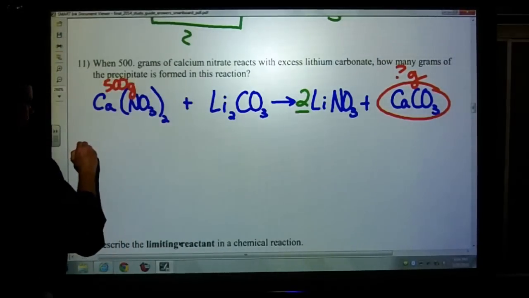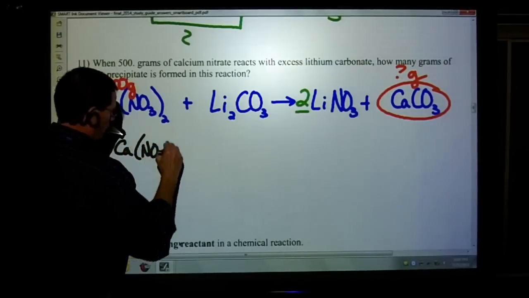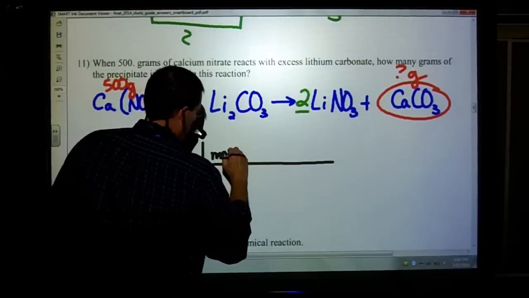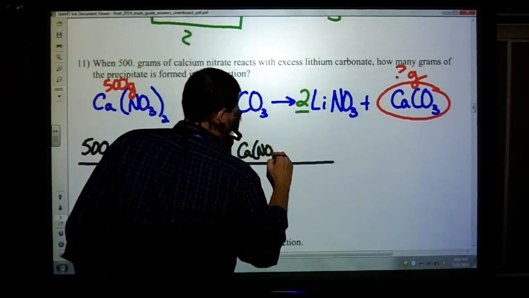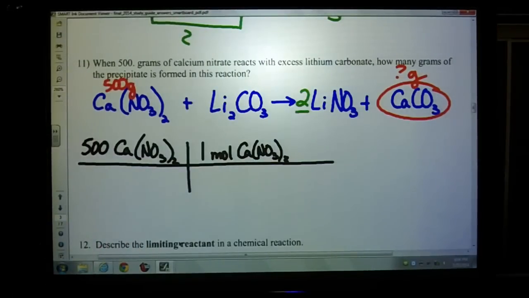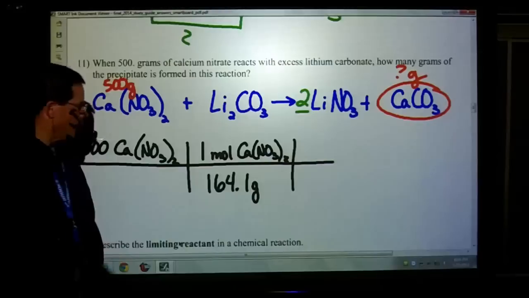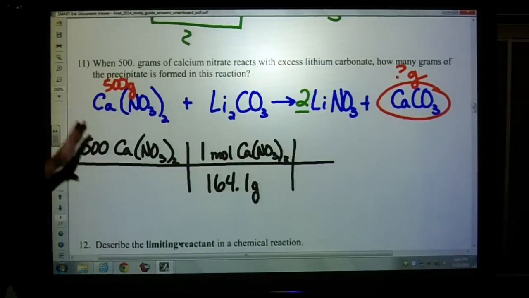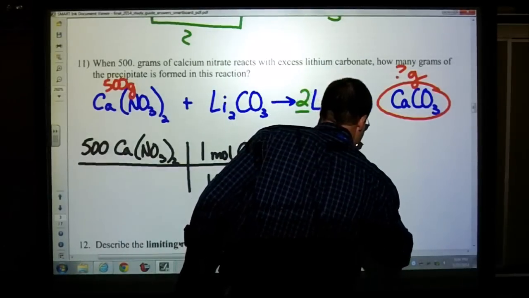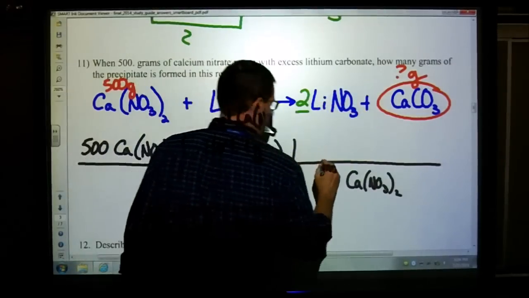So let's take our 500 grams of calcium nitrate, and let's convert that into moles. A mole of calcium nitrate. And the molar mass for calcium nitrate, I'm just going to type that up here real quick. 164.1 grams. Okay. So that again is all step 2. Step 3, let's use the mole ratio. So we want to get rid of moles of calcium nitrate. In this case, we're going to go to moles of calcium carbonate.